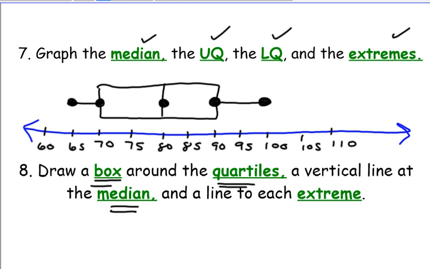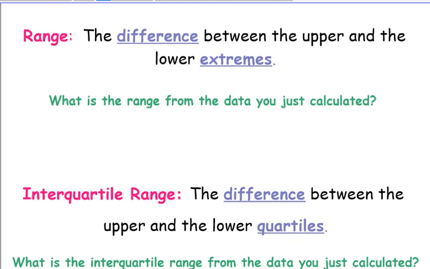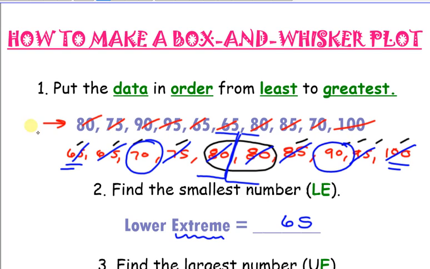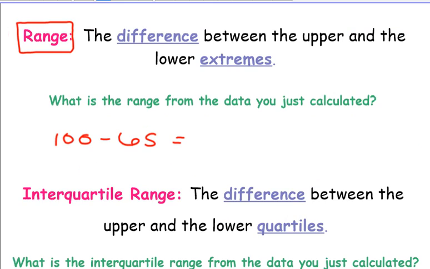Okay? So again, a long process, but it's not too bad. There's two other important vocab words that you need to know, though. You already know this one. What is the range? And you know the range is just biggest number minus smallest number. And so in this case, it's going to be your two extremes. So 100 minus 65. Okay, and I got that from the box and whisker plot that we just did here. 65 was the smallest number. 100 was the largest number.